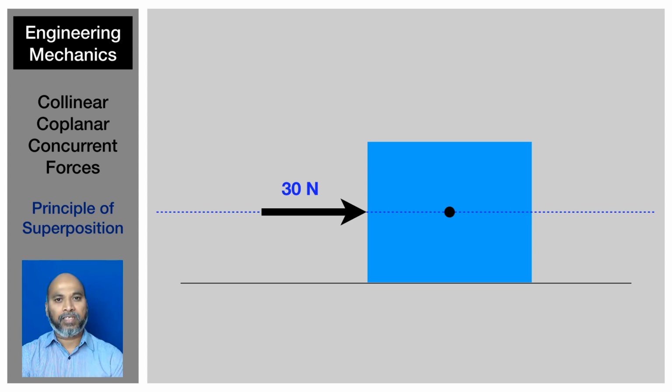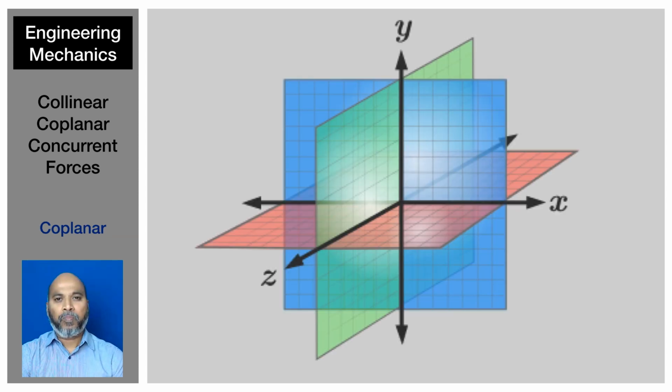The point is, if you simplify the forces and put an equivalent force on the same line of action, of course, then there is no problem, and that is the principle of superposition. Both are related, as you can see. So we have covered now collinear forces or collinearity. All right, coplanar forces.